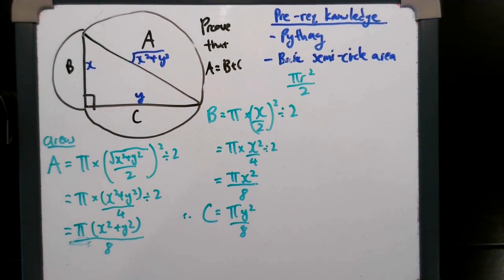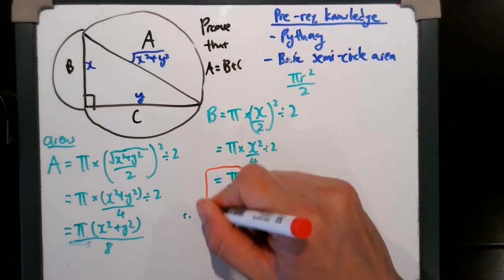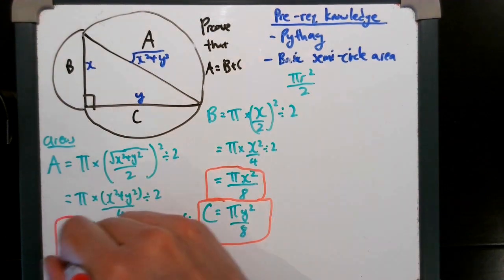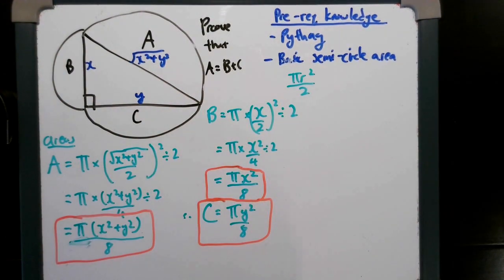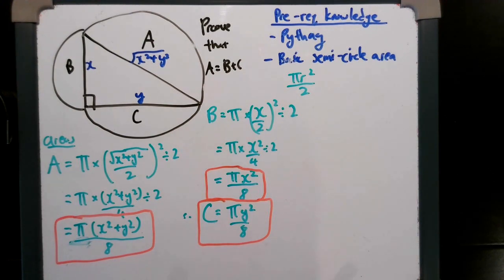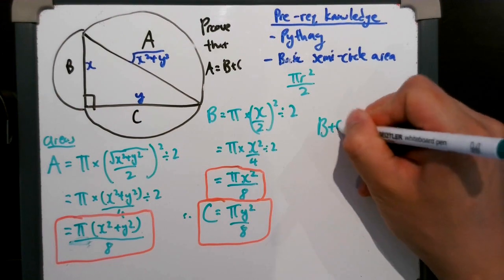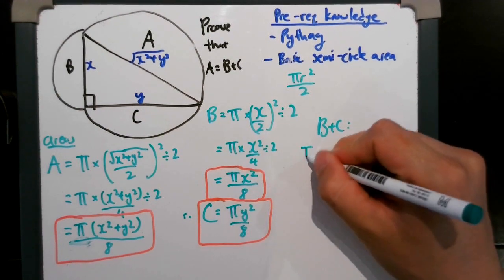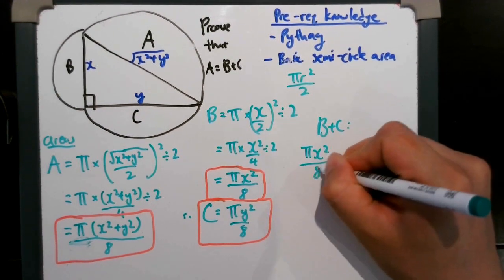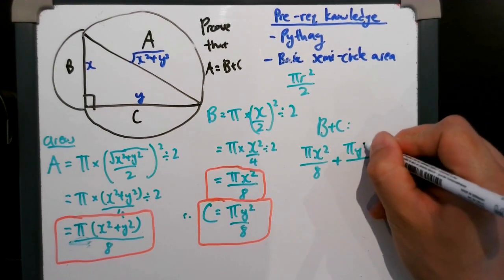Let's label these out. We have to prove that the area of A is just the area of B plus C. So let's just add them together. So B plus C. We've got pi x squared over 8, and we already have a common denominator, so that's great, plus pi y squared over 8.